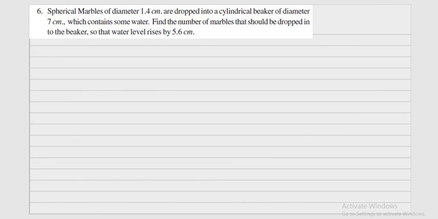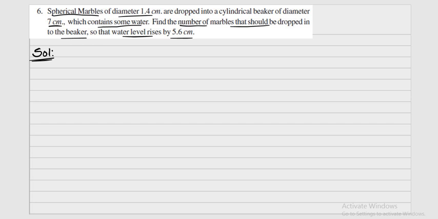So what is the given question? There are spherical marbles of diameter 1.4 centimeters that are dropped into a cylindrical beaker of diameter 7 centimeters which contains some water. Right? He did not say it is filled with water, so it is containing some water. Find the number of marbles that should be dropped into the beaker so that the water level rises by 5.6 centimeters. So have you understood the question?